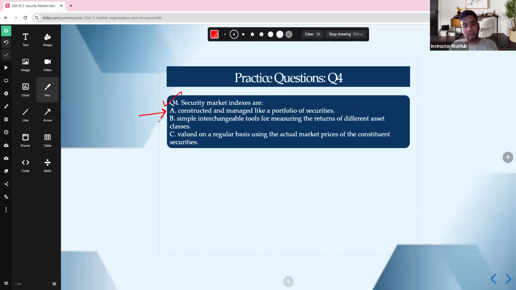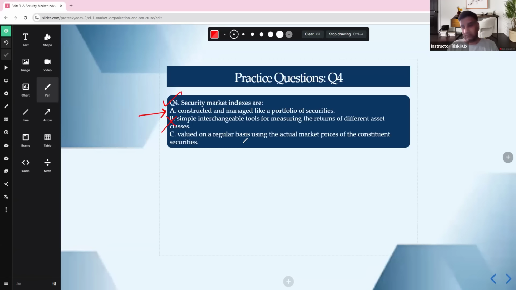When you look at option B, simple interchangeable tools for measuring the returns of different asset classes. No, it's not an interchangeable tool. Equity index is not equal to bond index. Different construction, different results. Security market indexes are valued on a regular basis using the actual market price of the constituent securities. Yes, it uses market price, so that is good.